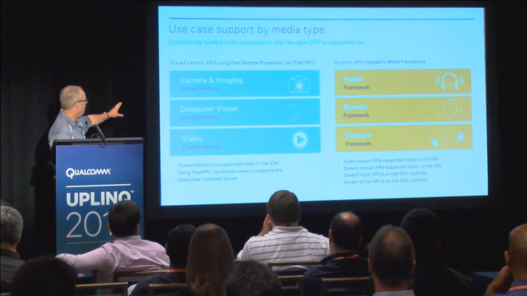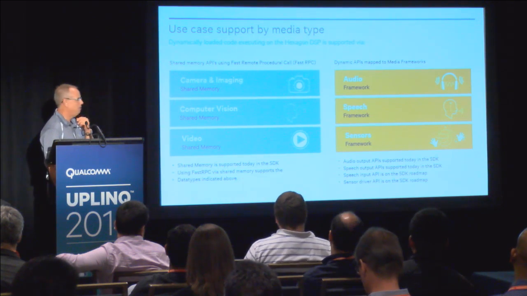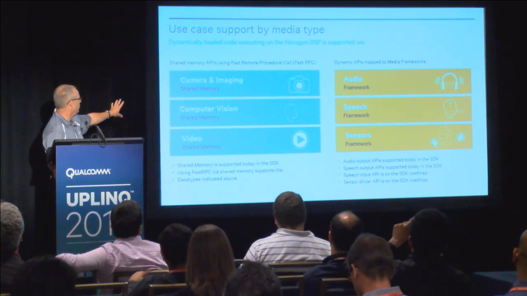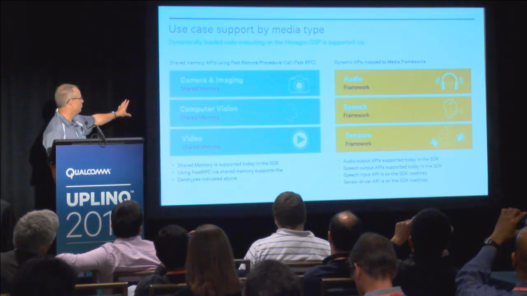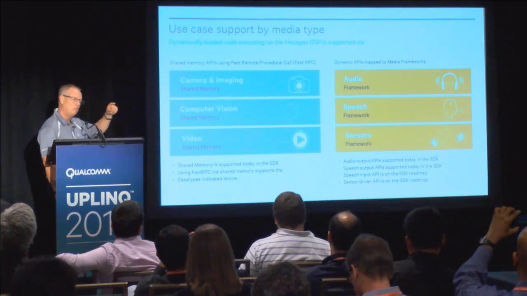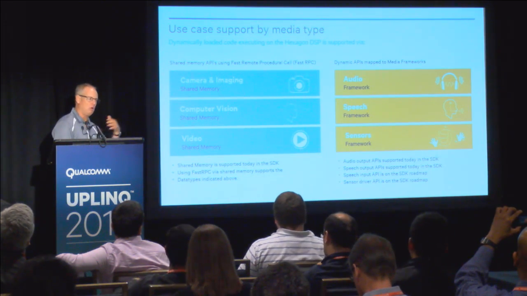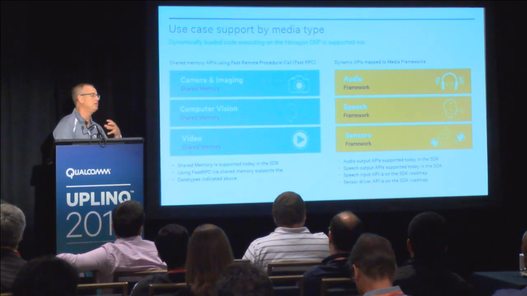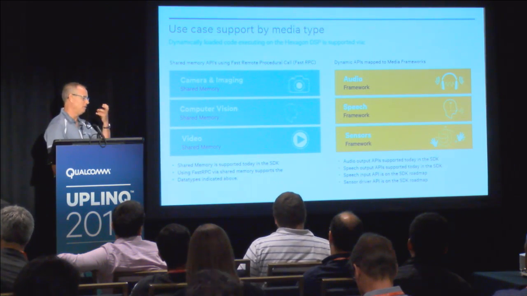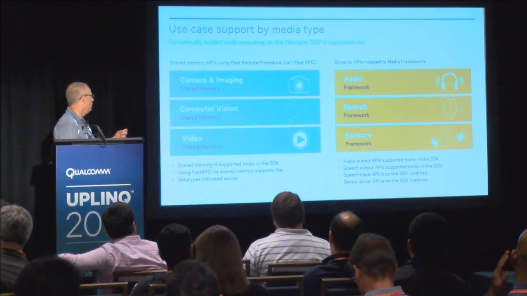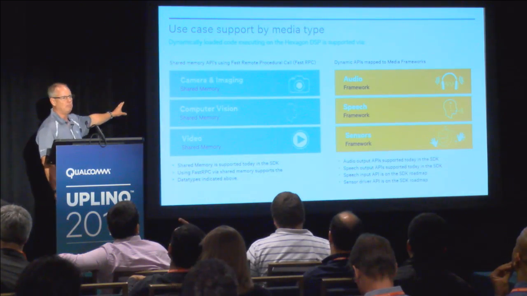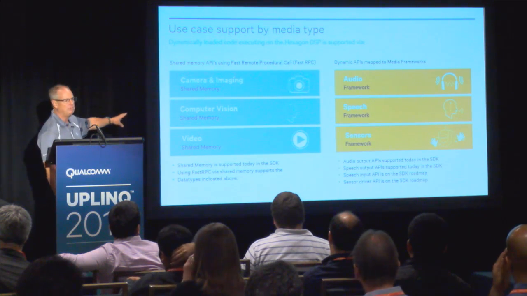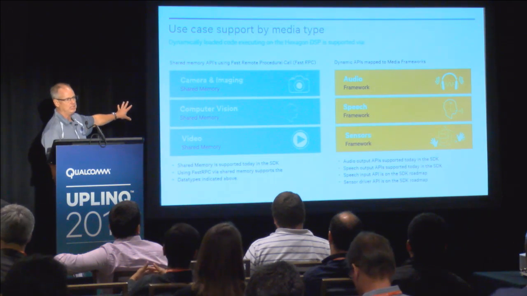So right now, in the SDK, we have 2 basic methodologies that we allow a high-level programmer to access. On the left-hand side, we use shared memory APIs using a fast remote procedure call, or fast RPC. Fast RPC is a Linux term for remoting a process, but in this case, we've accelerated the speed so that there is not a significant amount of overhead in moving a function of code from the CPU to the DSP. And because these shared memory operations are basically pointing to memory, we can support camera and imaging, computer vision, and video types of operations using the DSP in the SDK today.